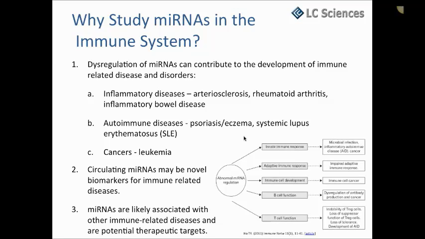Circulating microRNAs are becoming more important, as I mentioned, so they of course will be great biomarkers for immune-related diseases as well. And microRNAs that are associated with these immune-related diseases are of course potential therapeutic targets, or even antiviral therapeutic targets. And this graph is a very simple graph, but I liked it. It shows how abnormal microRNA regulation can affect the innate immune response, adaptive immune response, immune cell development, and B and T cell function.